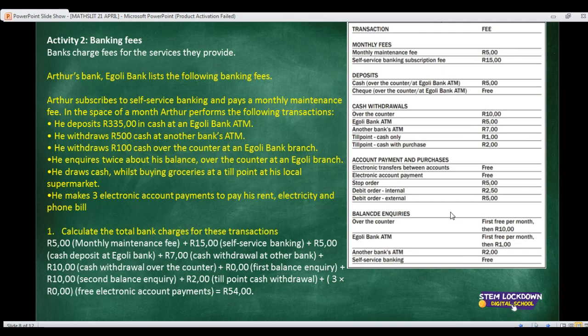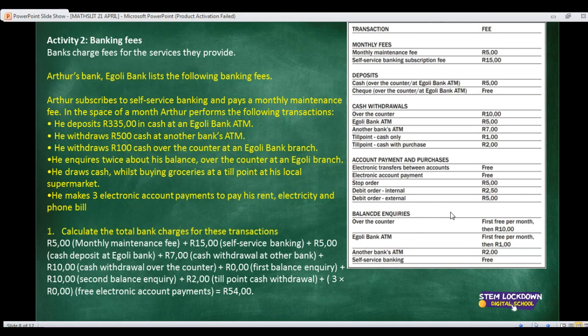Arthur subscribes to self-service banking and pays a monthly maintenance fee. What this tells us is that this monthly maintenance fee he pays every month, whether or not there were transactions happening in his account, he would have to pay the 5 rands monthly maintenance fee. In the space of a month, Arthur performs the following transactions.